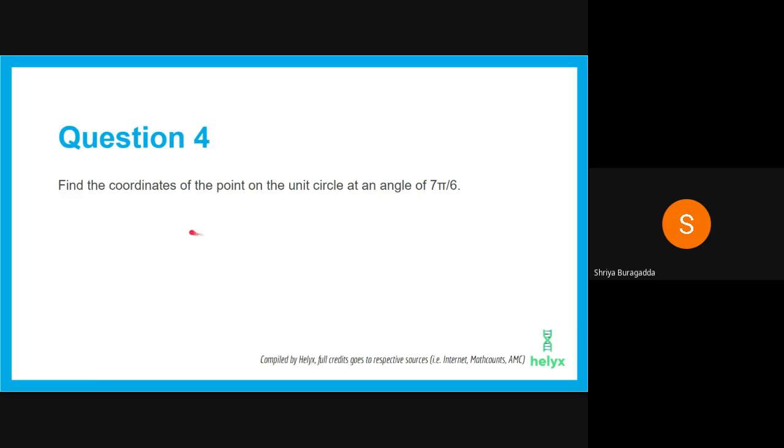Okay, again, another simple one. Find the coordinates of the point on the unit circle at an angle of 7 pi over 6.